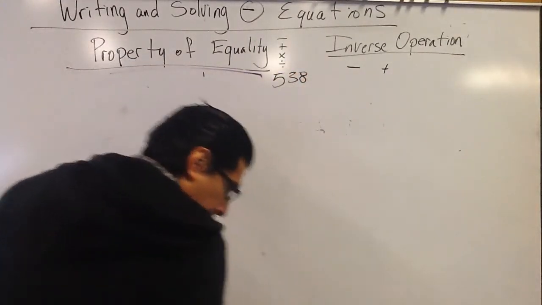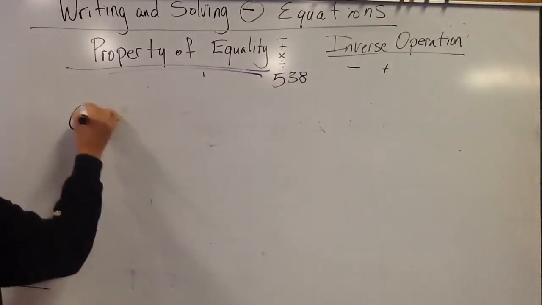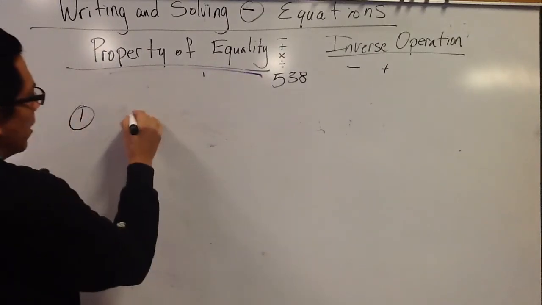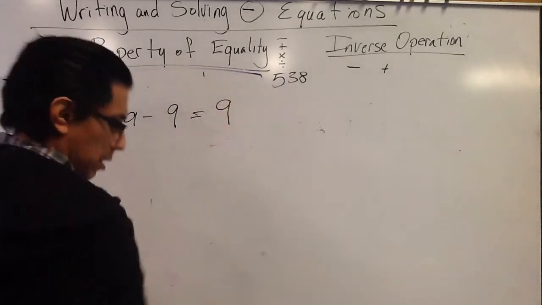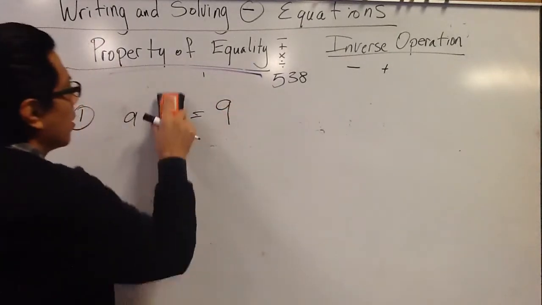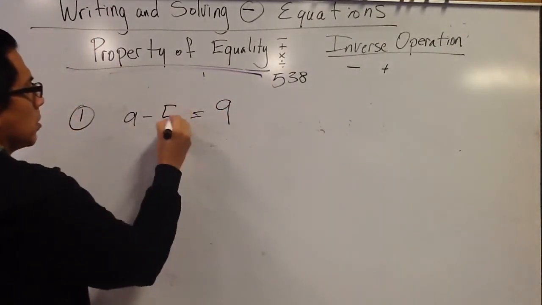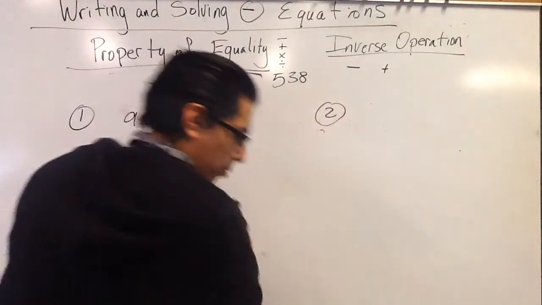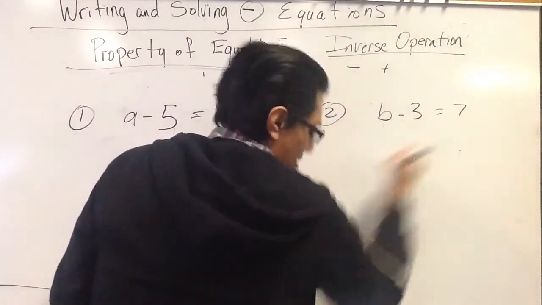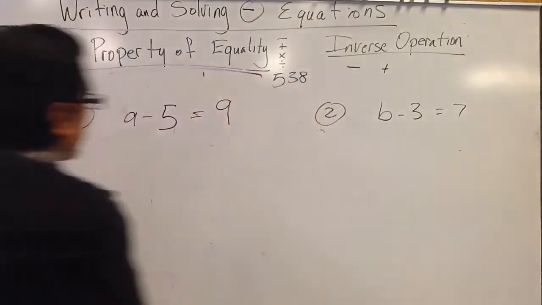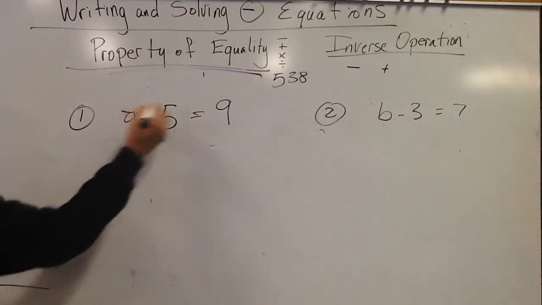538. And let's take a look at number 1, which is a minus 5 equals 9. Is that right? I wish I wrote 5. And here's number 2. B minus 3 equals 7. Is that what it says? Yeah. All right. So, draw your line.